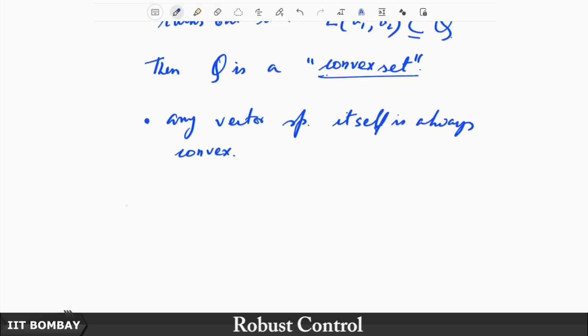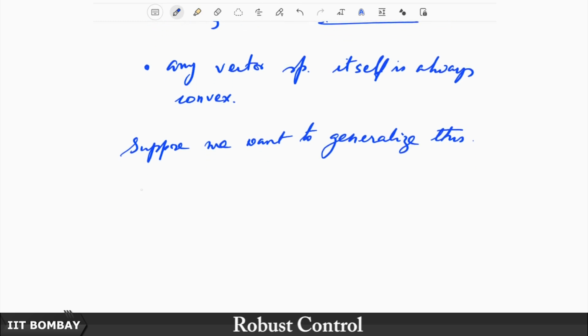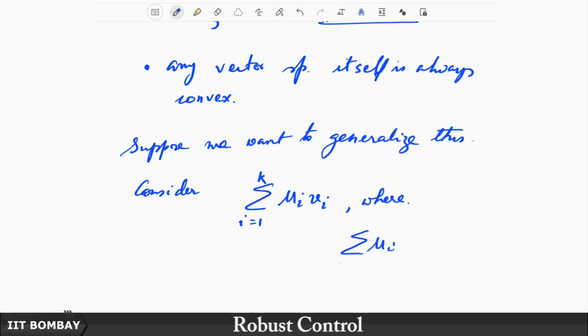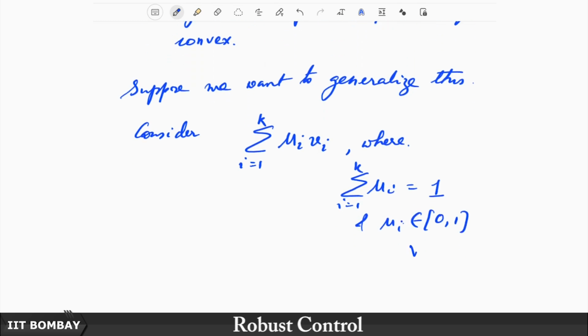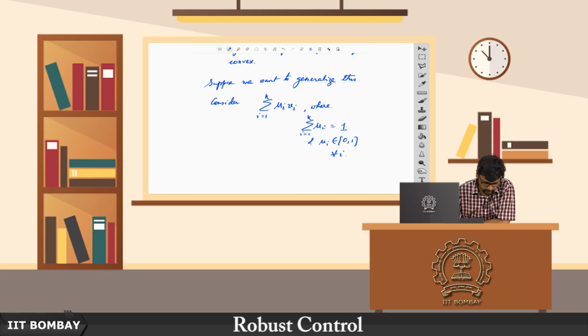But now, suppose we want to generalize this. What do we mean by generalize this? How do we want to generalize this? Okay. So, consider the following: summation mu i v i, right, i ranging from 1 through k, where summation mu i, i ranging from 1 through k, is equal to unity, and mu i belongs to the closed interval 0 to 1 for every i, right.